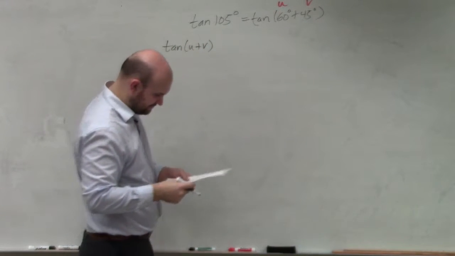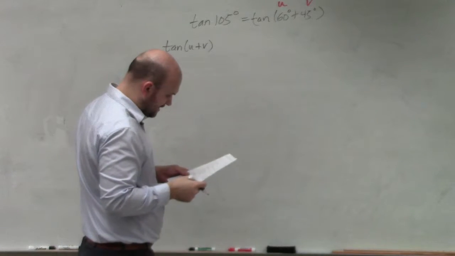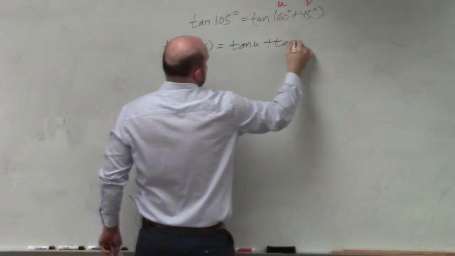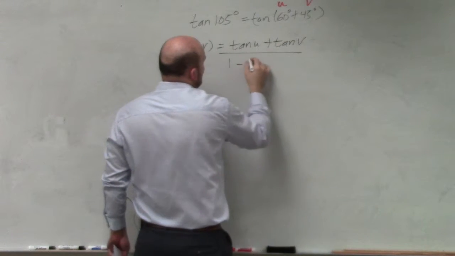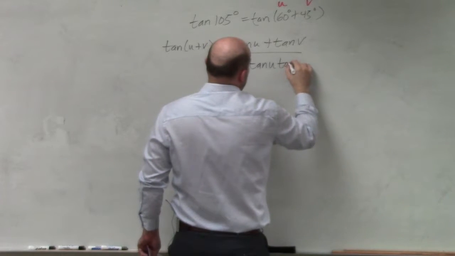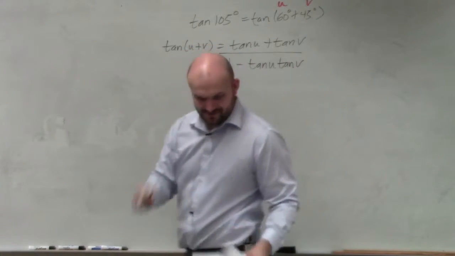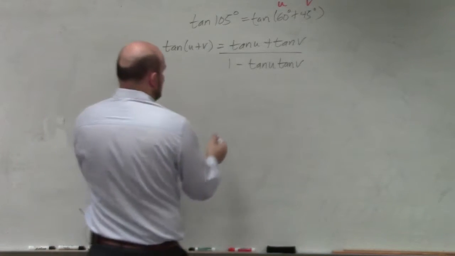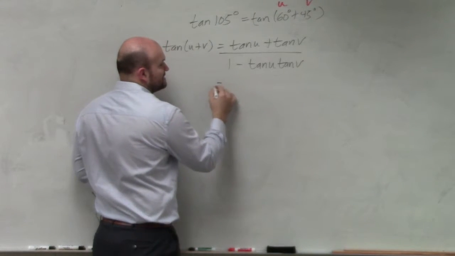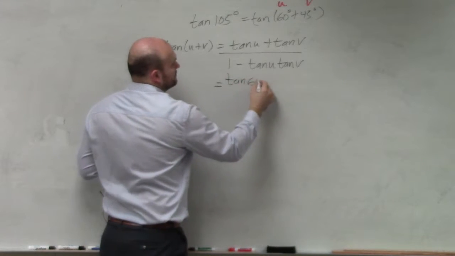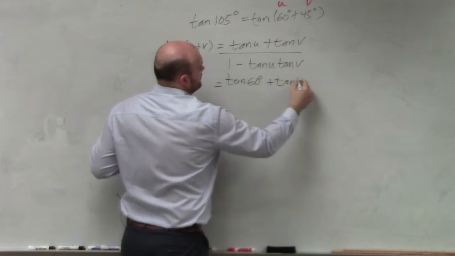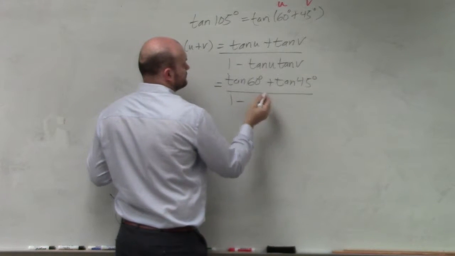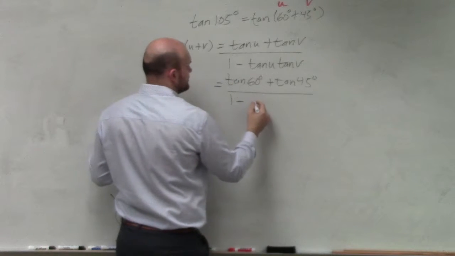Tangent of u plus v. It's been a while, so tangent of u plus tangent of v all over 1 minus tangent of u, tangent of v. If I remember correctly? Yes. Perfect. OK. So now we know what u is and we know what v is. So again, we're just going to plug this stuff in. Tangent of 60 degrees.